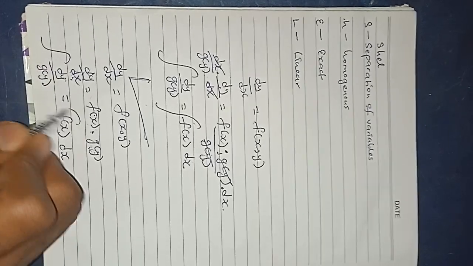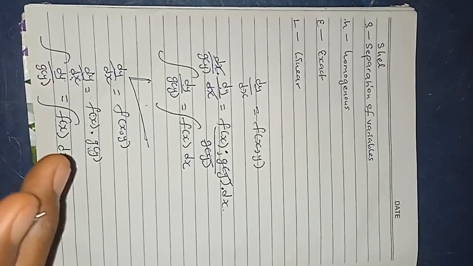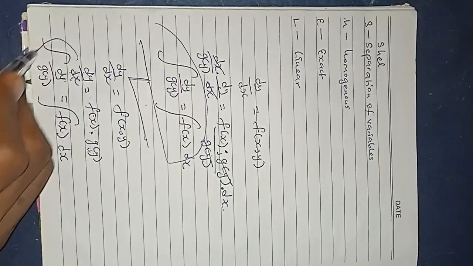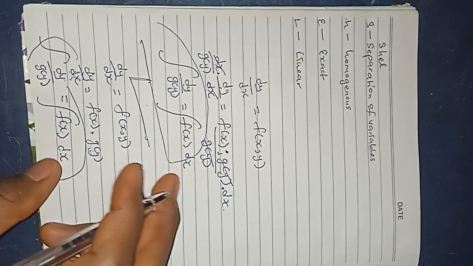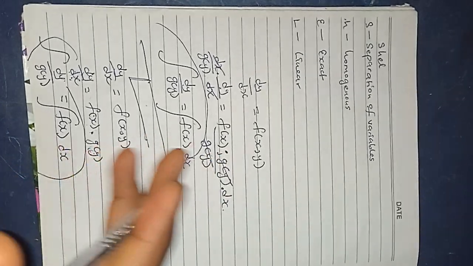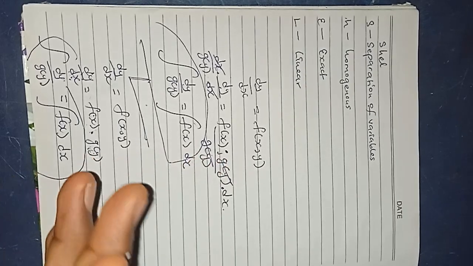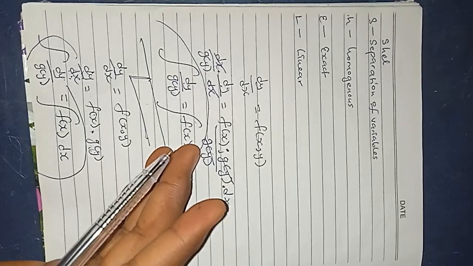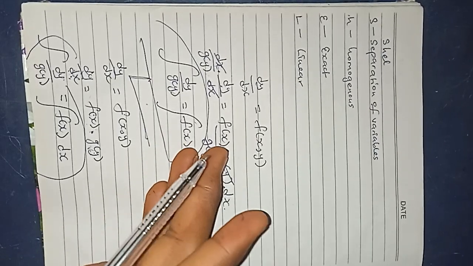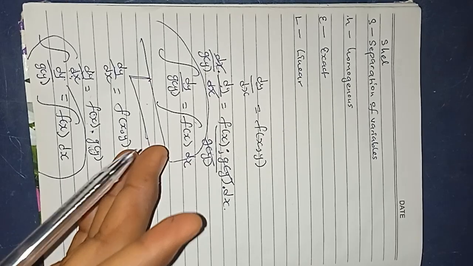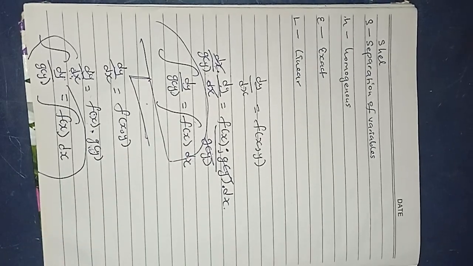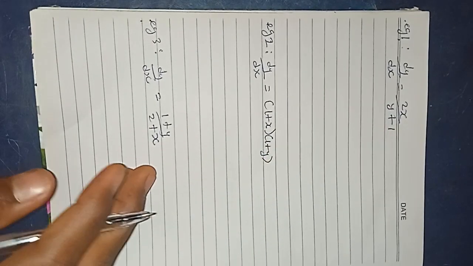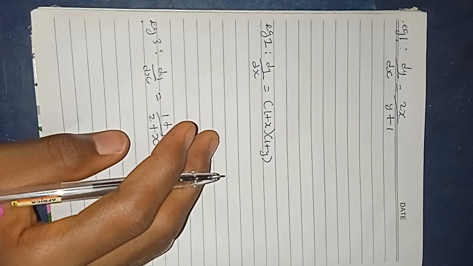Then integrate both sides. After integration of both sides, whatever you get will be the general solution to this ordinary differential equation. You can see this and this are the same thing. You just choose the one that is easier for you to understand and solve. So let's take examples on separation of variables. Let's take examples of ordinary differential equations that can be solved using separation of variables. Let's solve this ordinary differential equation and see if we can solve it using separation of variables.